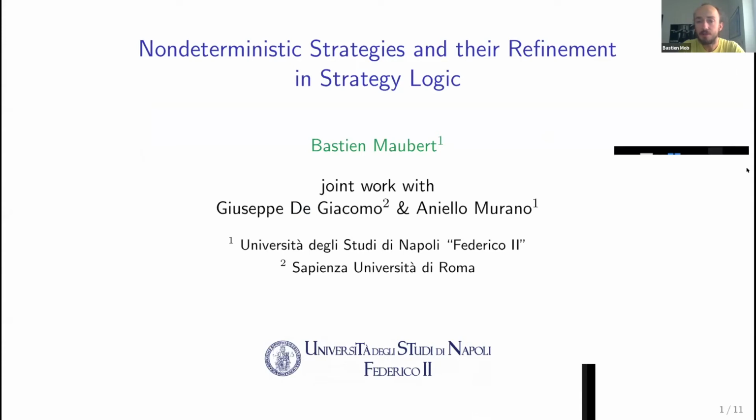Okay, so in this joint work with Giuseppe de Giacomo and Aniello Murano, we extend strategy logic to show how we can talk about refinement of strategies. And we also introduce non-deterministic strategies because otherwise it doesn't make so much sense talking about refinement of strategies.